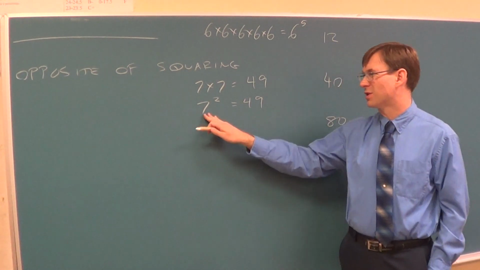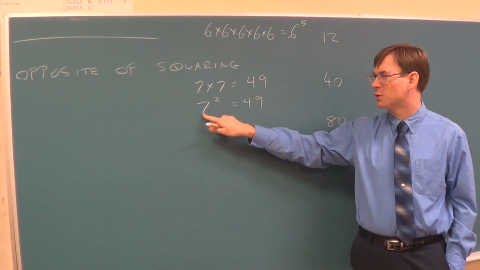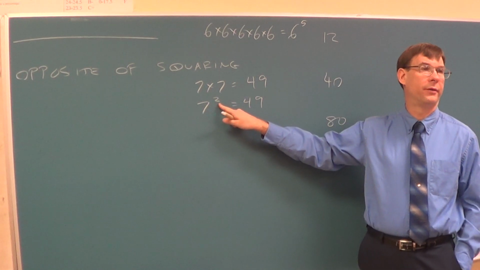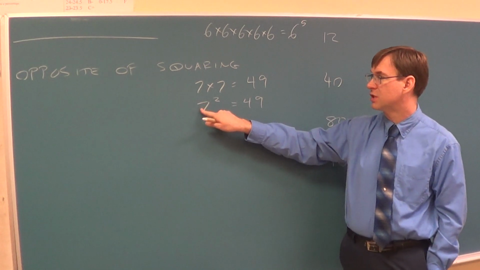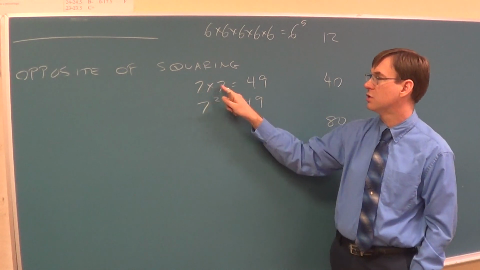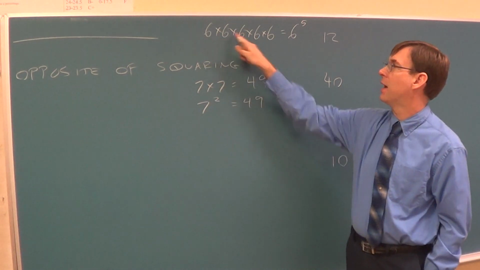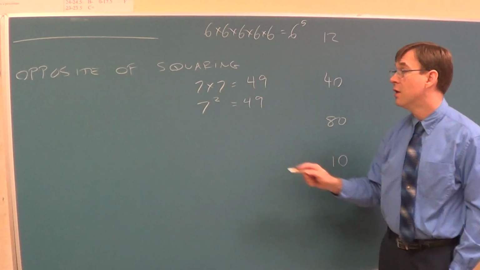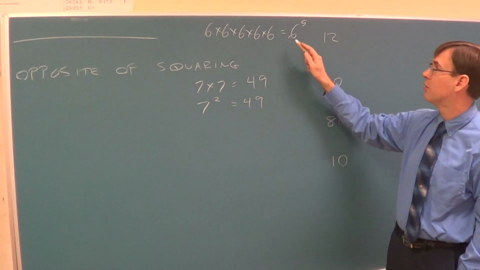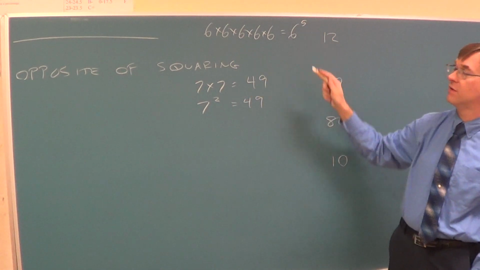What were those numbers called? Anybody remember what this was called or what this was called? The big number is called the base. So 7 is the base of this problem because there's a couple 7s. 6 is the base of this question because there's a bunch of 6s. And the 2 is called an exponent. It counts how many numbers we have. That 5 is an exponent.